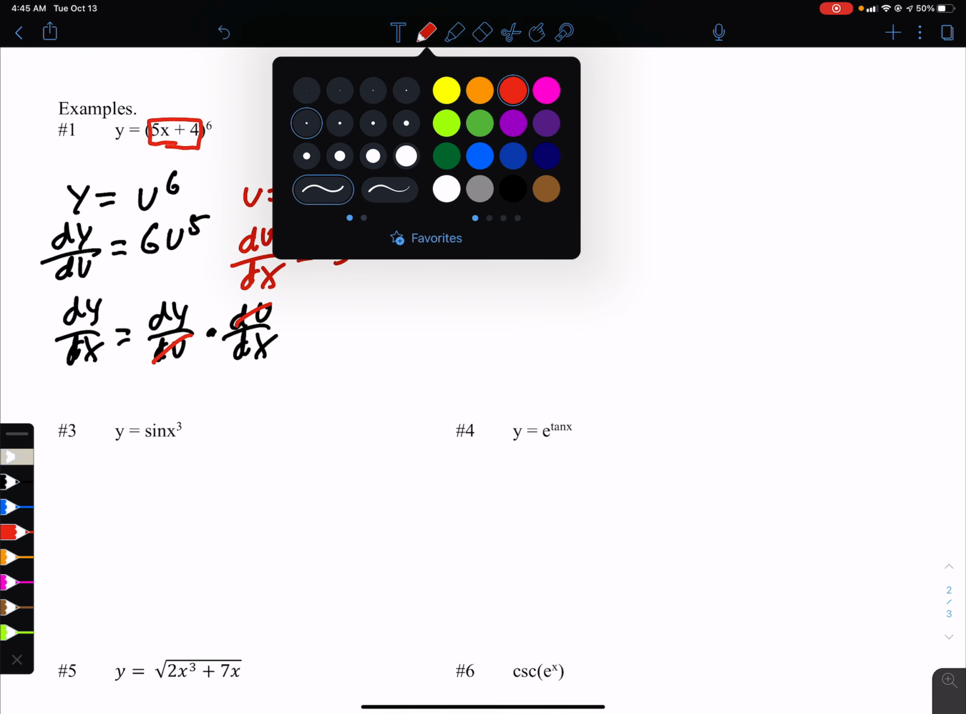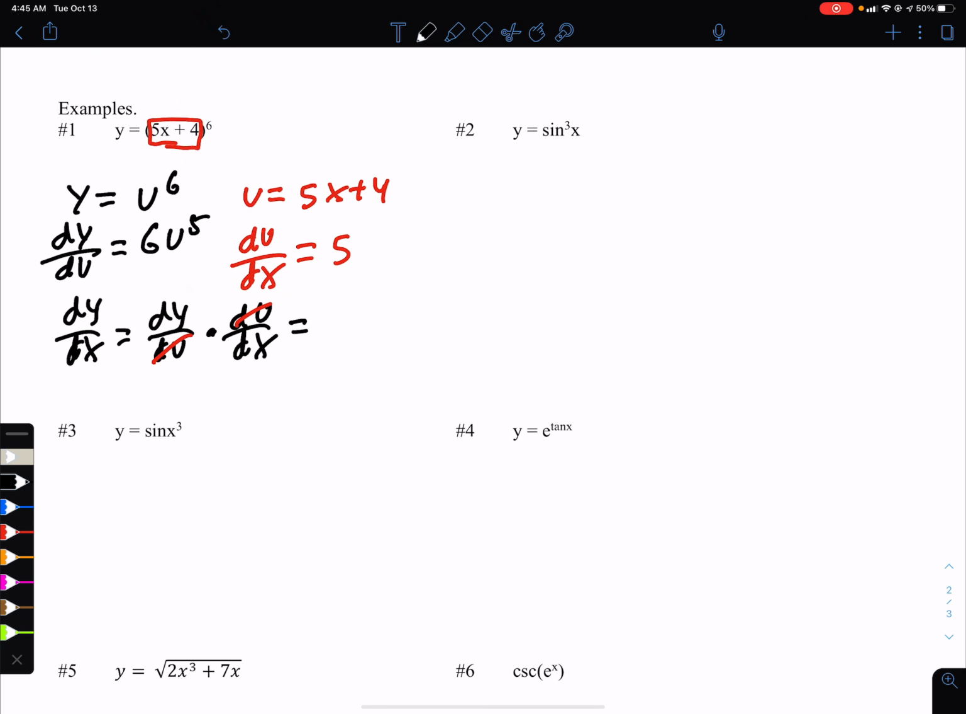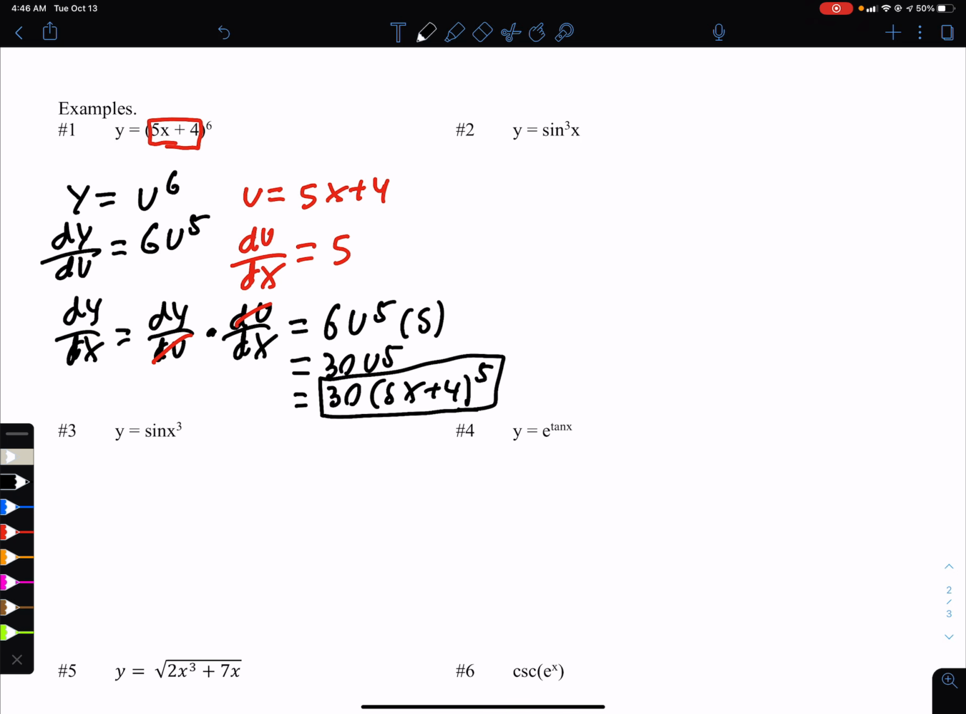So let's go ahead, and we found those values. What is dy du? It's 6u to the 5th. We found that. And then what is du dx? Well, that's 5. So now we get 30u to the 5th. But here's our problem. Our variable is supposed to be x. We have to replace u with what u is here. And we get 30, 5x plus 4 to the 5th. There is our answer for number 1.